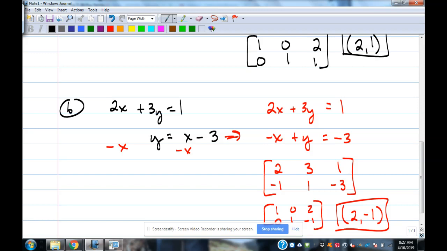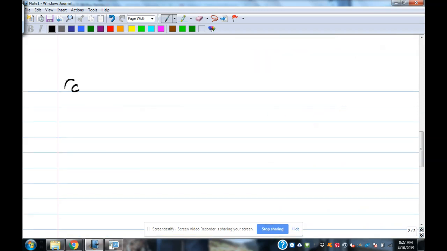Look at this system. 2x plus y is equal to 5. 4x minus 8 is equal to negative 2y.